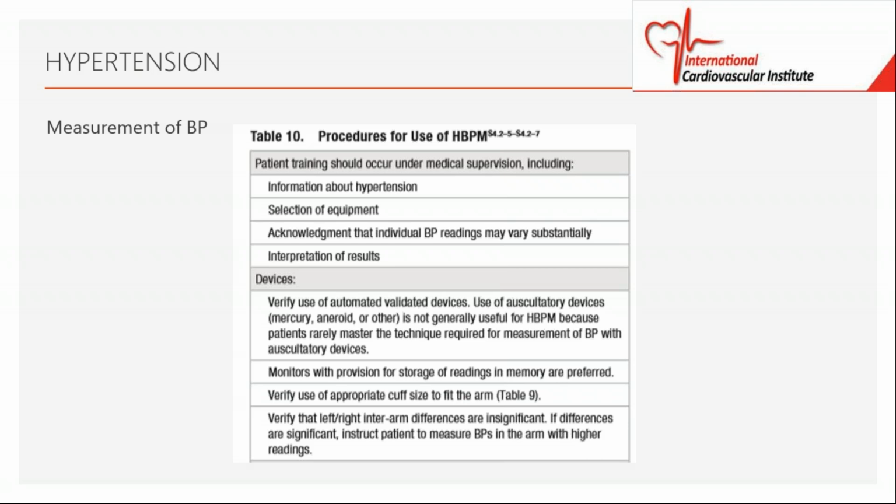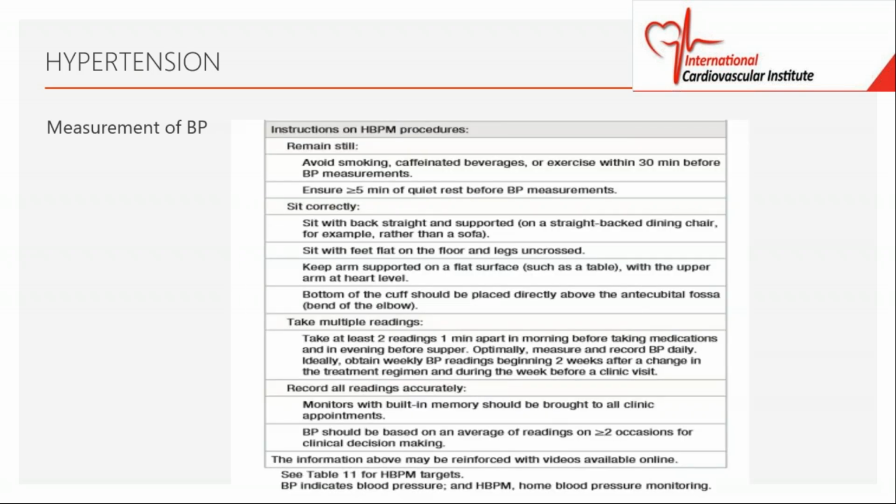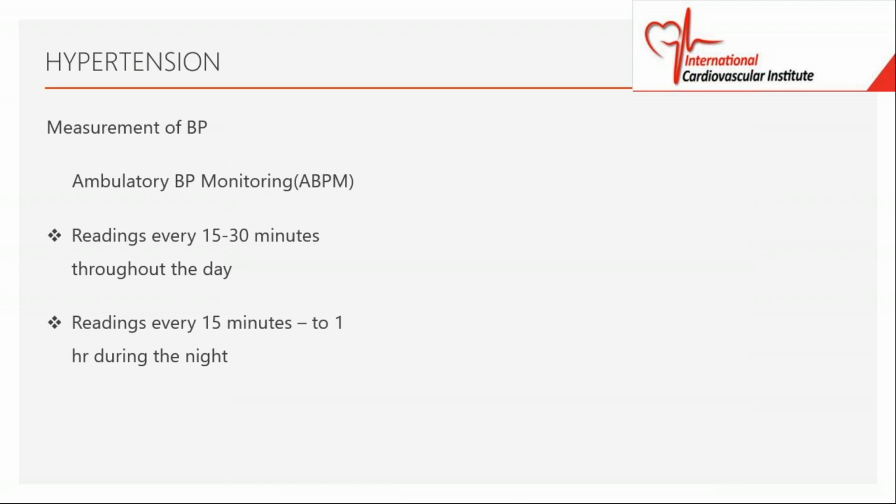You're going to let them use a digital device, because you don't want them to use the auscultatory method. So the same thing that you do in the office, no smoking, no caffeine, no exercise, sit down, relax. The same thing they should be doing at home. And if it's a device that has a recording function, you can let them record the pressures. If it does not, then let them write it down. Okay? So that is your home blood pressure monitor.